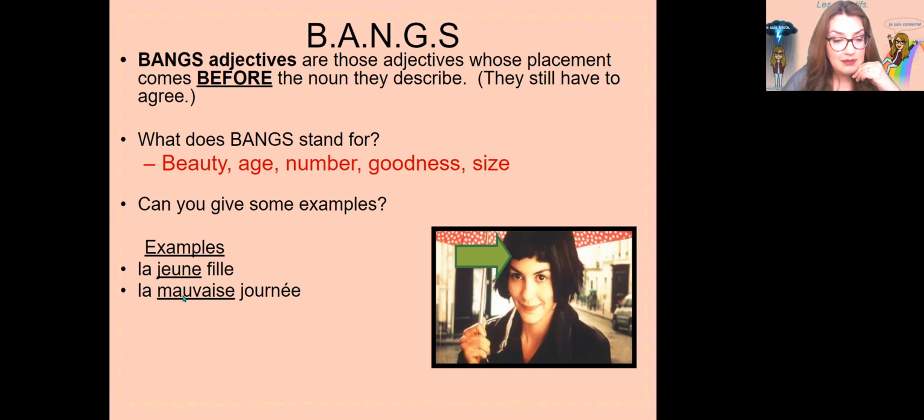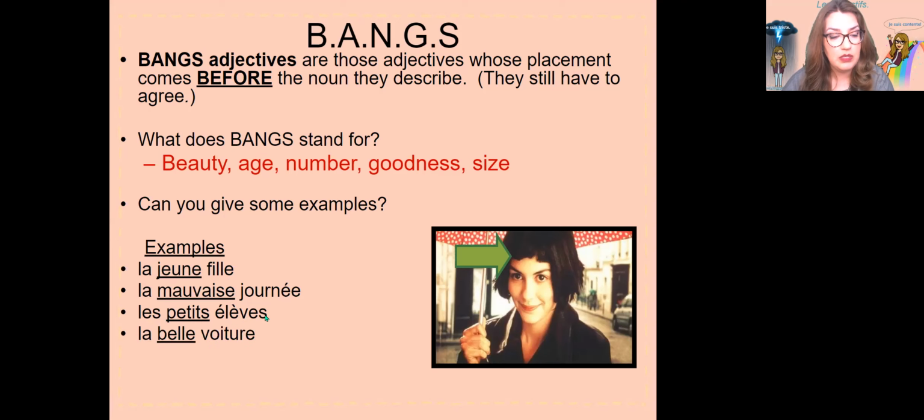Goodness is used here. This is an example of goodness. La mauvaise journée, it's a bad day. So is it good or bad, right? When we say goodness, la mauvaise journée, it's the bad day. It's placed before the noun. Les petits élèves, les petits would be size, right? Since petit is the size, it belongs to the bangs category. We place it before élève.